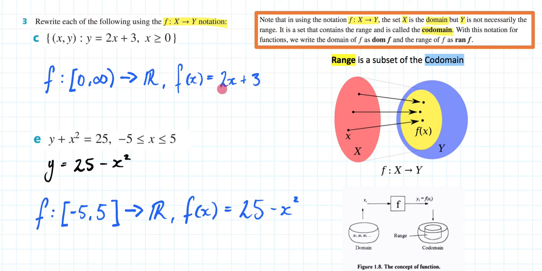So there are your two answers to question 3C and 3E for exercise 5C. Hopefully this explained what range, codomain, and domain all are.